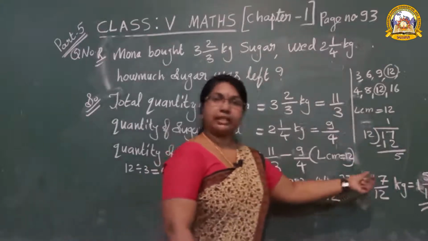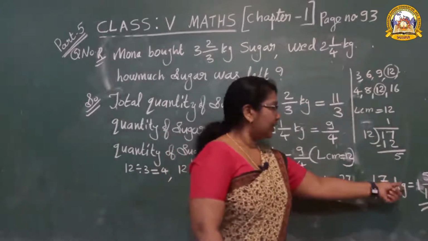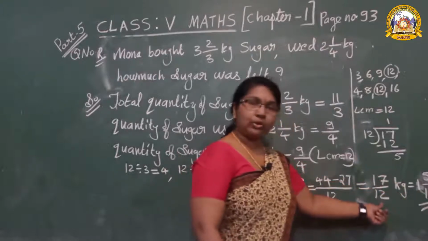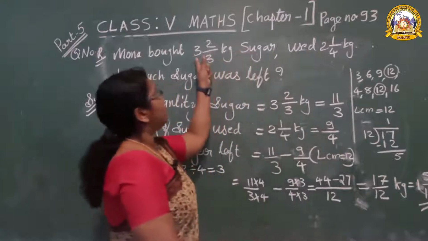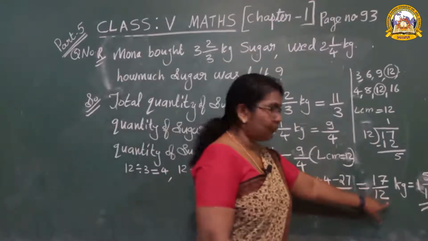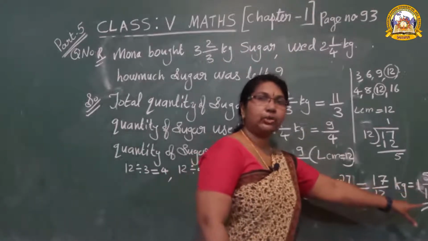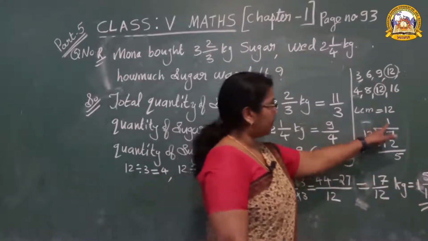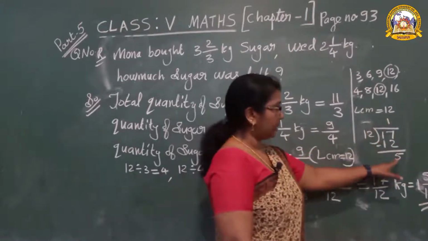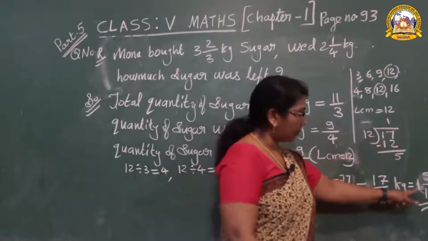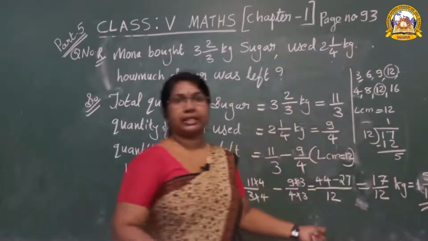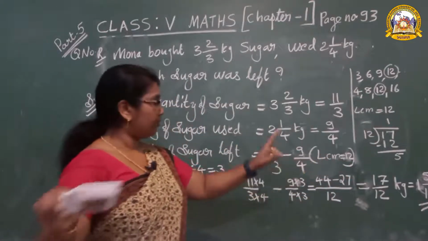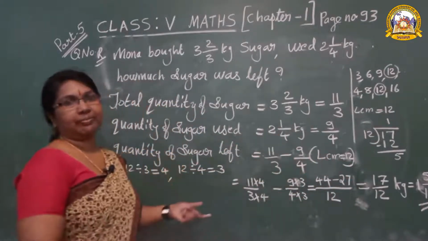After the subtraction we got 17 upon 12, which is an improper fraction. Our question is in mixed fraction, so the improper fraction we have to convert into mixed fraction. 17 divided by 12, the remainder is 5. The whole number you write here, the remainder you write here. So how much kg sugar is left? 1 5 by 12 kg.